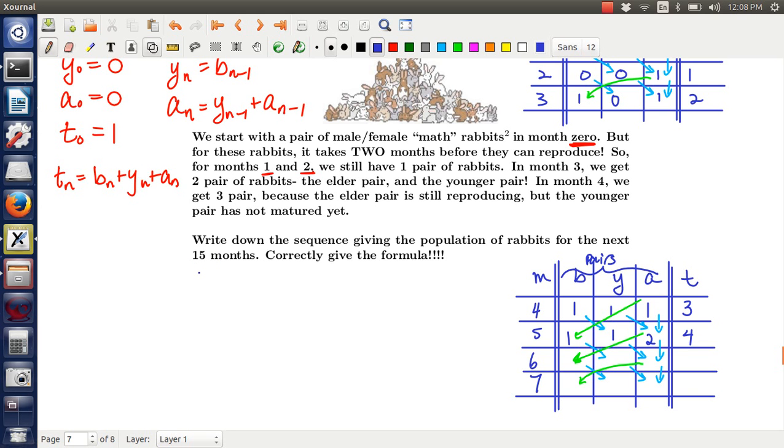Okay, it says for the next 15 months, but how many months of information did I supply in the problem? In the problem, I went up to month 4. Okay, so what is 15 plus 4? So that means I want you to go up to 19 months of data. Okay, so let's do a couple of these, and then we'll open up a new screen and do it faster. But let's still do it slowly for now.